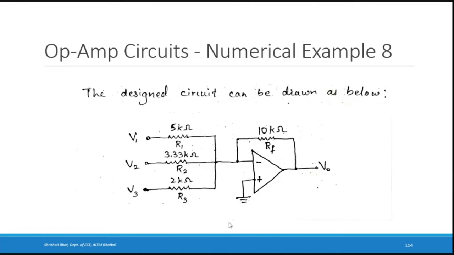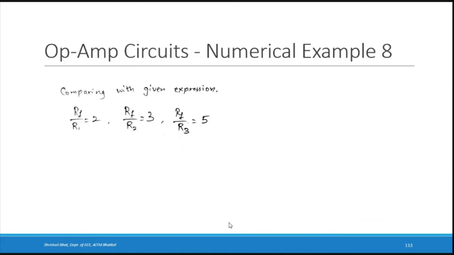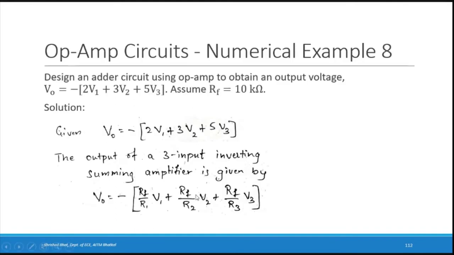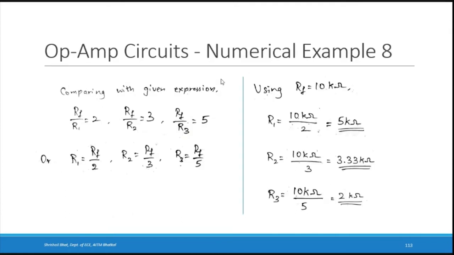Now, in this question, it was given that you had to take RF is equal to 10 kilo ohms, right? Assume RF is equal to 10 kilo ohms. But sometimes you will be given just the equation of output voltage. You will not be given the value of RF. In that case, you can choose any value of RF and you will get corresponding values of R1, R2, R3. Okay. So that way also, sometimes a question can be asked. We will take one example that way.